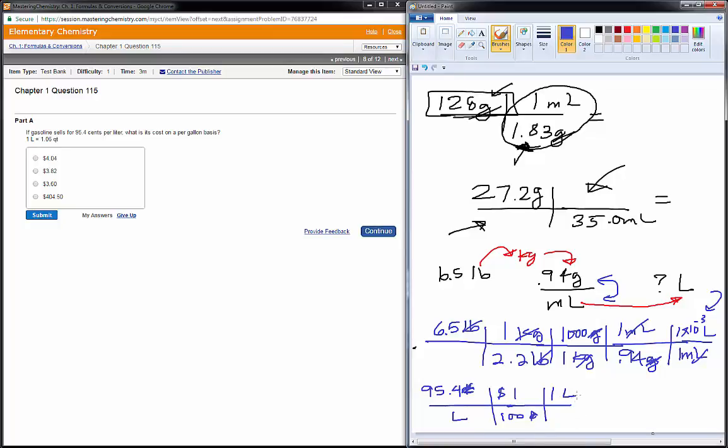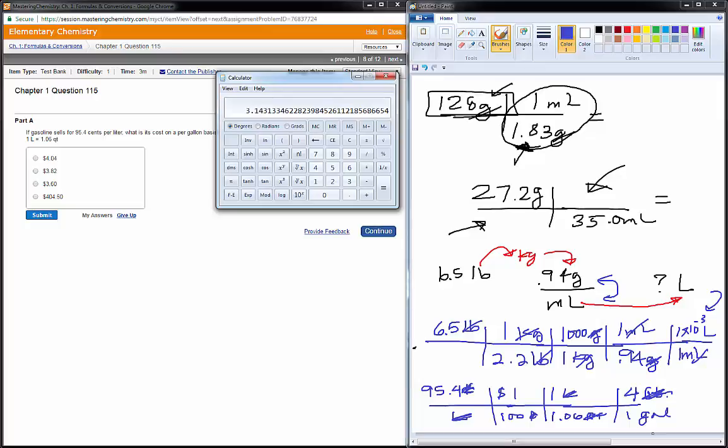So 1 liter, 1.06 quarts. Liters cancel, and I've got quarts. I don't want quarts, I want gallons. So conversion factor between quarts and gallons. There are 4 quarts in 1 gallon. Quarts cancel. Now I just plug it in. 360.